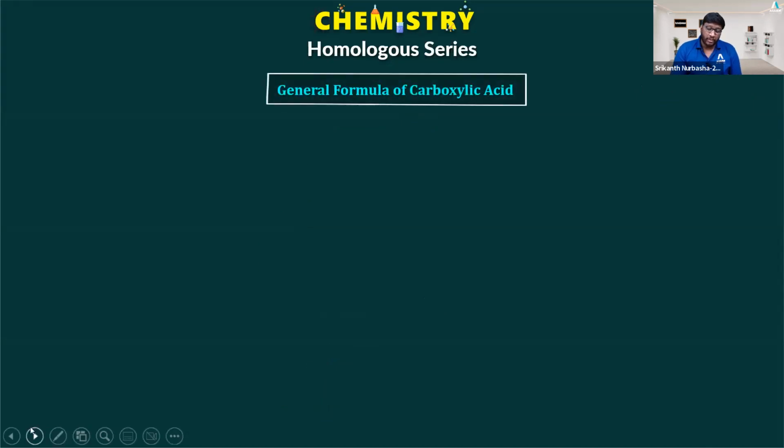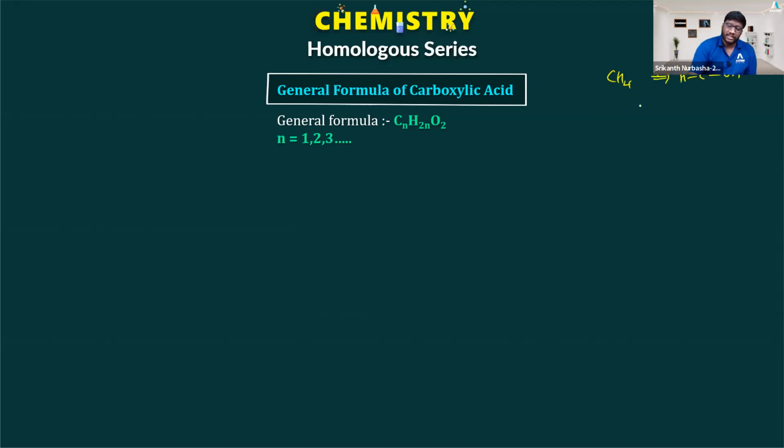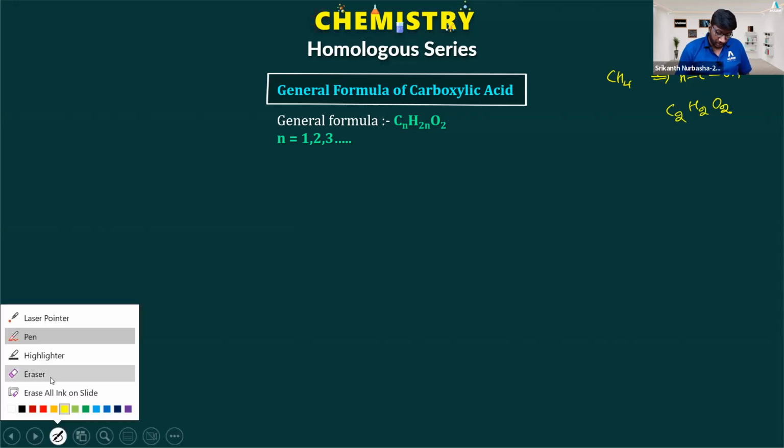And then you have the general formula of carboxylic acids. Carboxylic acids, how are they obtained? Like CH4. From this, if I want to remove H-C=O-H, that means I have removed two hydrogens and I have placed one C=O and one OH. That means ultimately two hydrogens are retained and we have added two oxygens, not one oxygen. Yes or no?